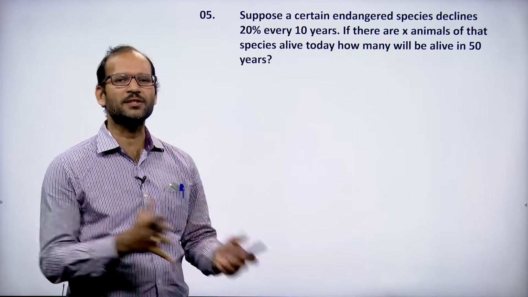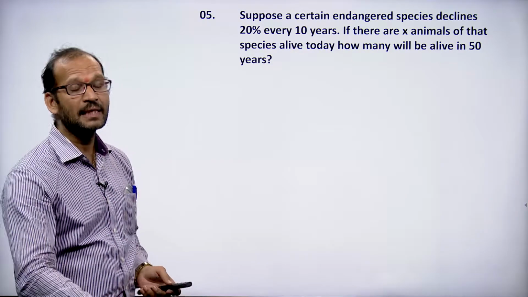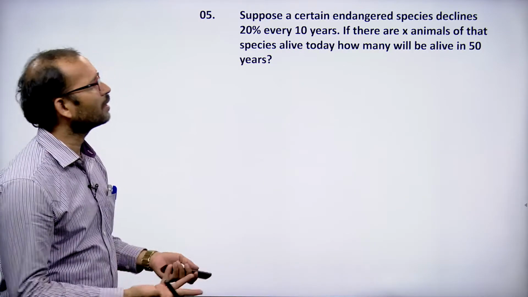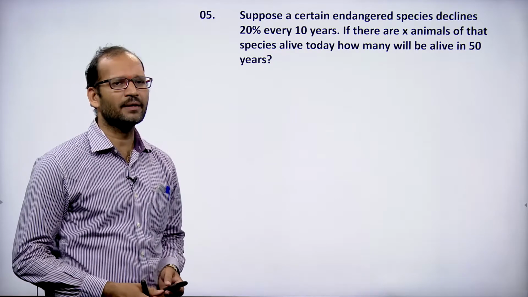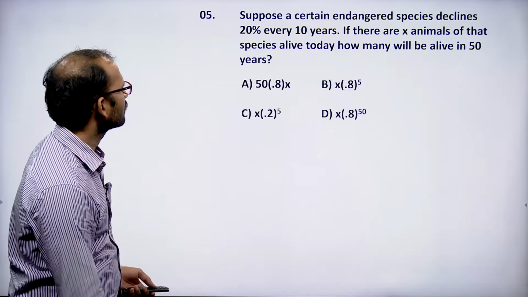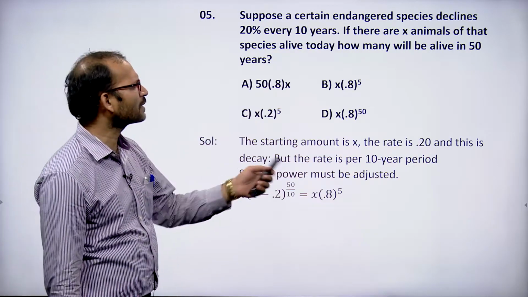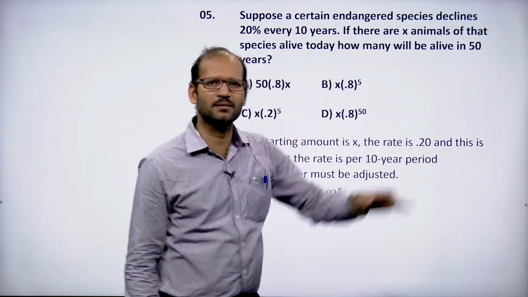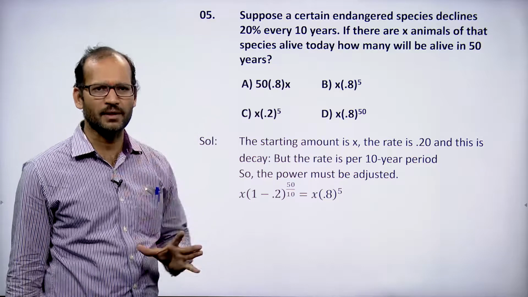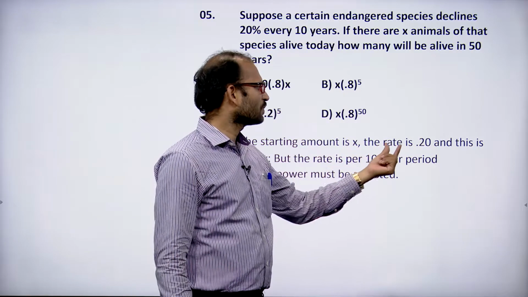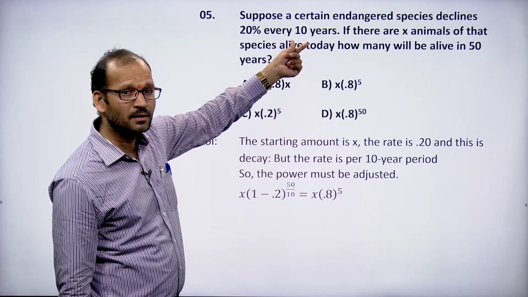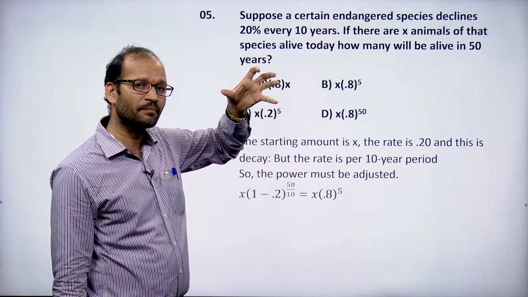The species are vanishing 20% for every 10 years. So after 50 years, how many will be alive? That is the question. So it is again an exponential function. Let us see. The starting amount is X. We don't know how many species are there. It is given that there are X animals, for example. So X animals, the rate is 0.20, because 20% for every 10 years. This is not for 1 year, every 10 years.